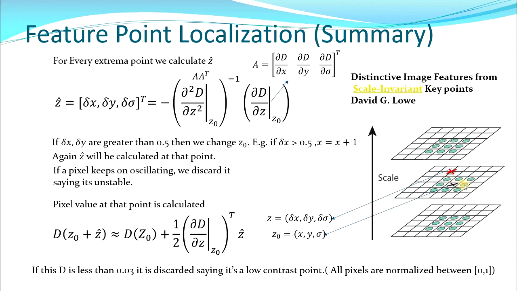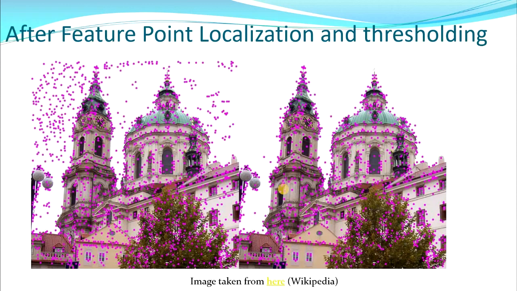You go to this pixel, again greater than 0.5, and like this it is oscillating. So then you discard that pixel and say that it is unstable. So this was quite a mathematical part for this particular SIFT, but further things are quite easy.